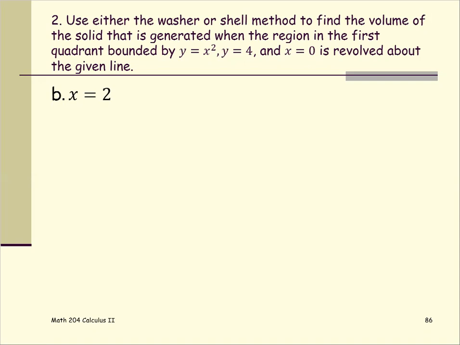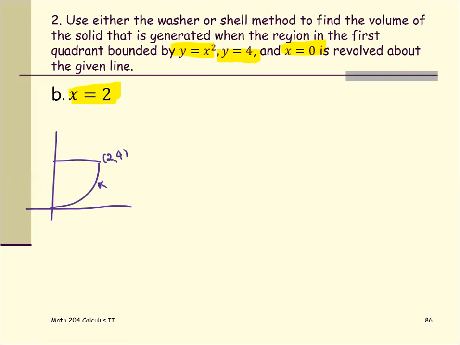Another example, which uses the same set of curves: y equals x squared, y equals 4, and x equals 0, revolved about the line x equals 2. Draw the figure, or graphs in one area. So the ordered pair at the graphs' intersection will be (2, 4).